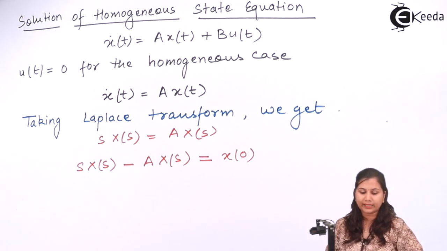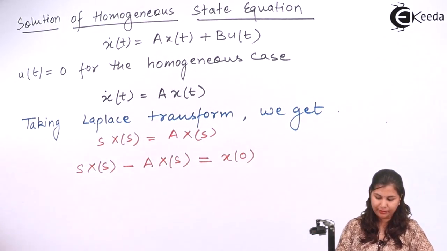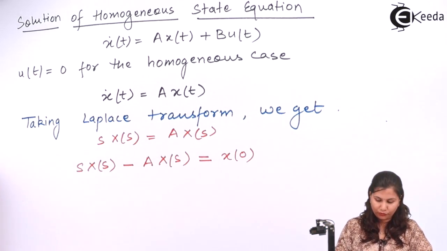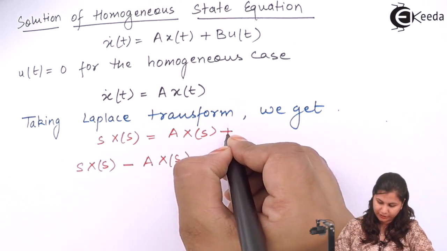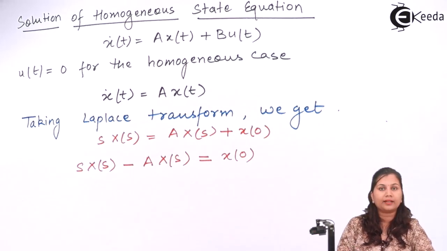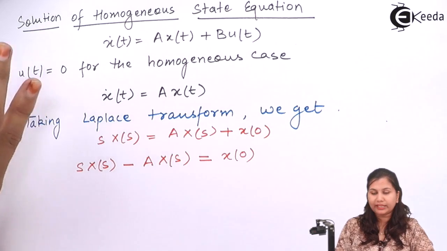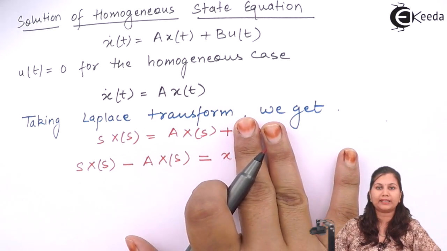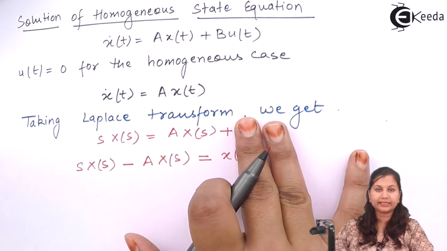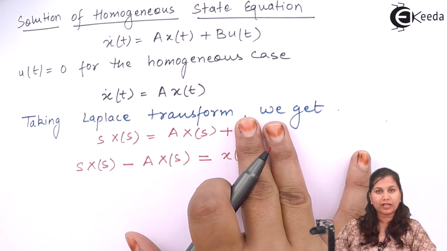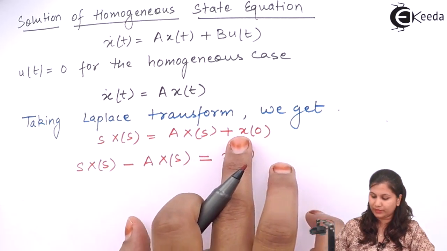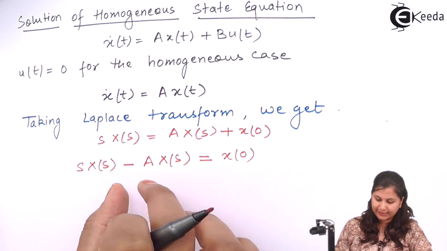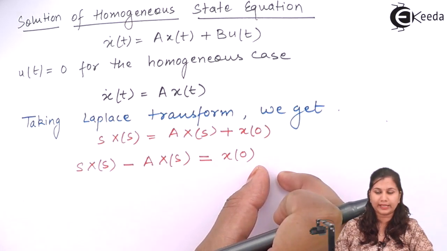Now keep one thing in mind: here we have taken the Laplace transform and we have not assumed that the initial conditions are 0. So we have to consider the initial conditions also here. When you take the Laplace transform assuming initial conditions to be 0, then this x0 part is neglected. But here we have considered the initial conditions also, so we have put an additional term x0. So s X(s) minus A X(s) will be equal to x0.